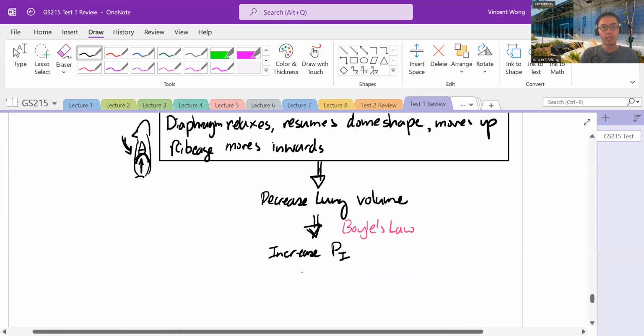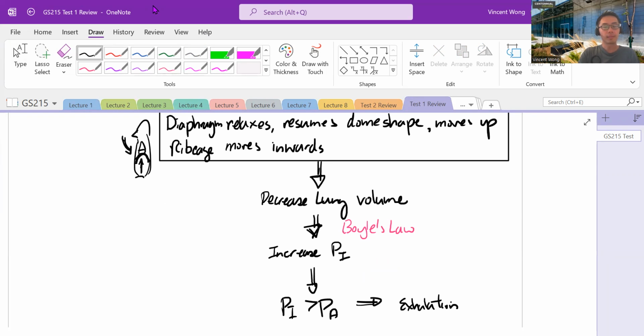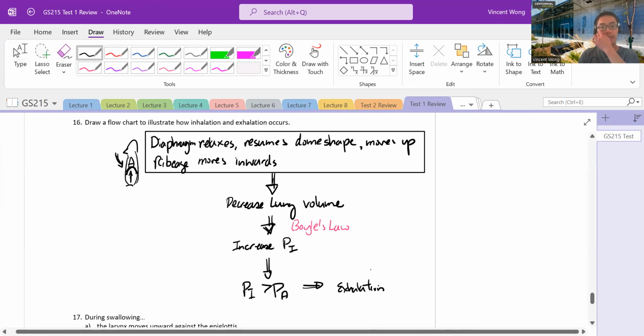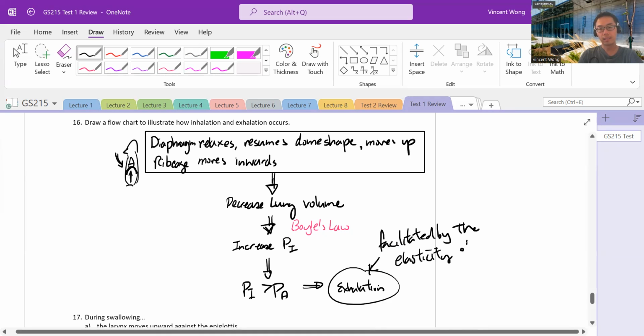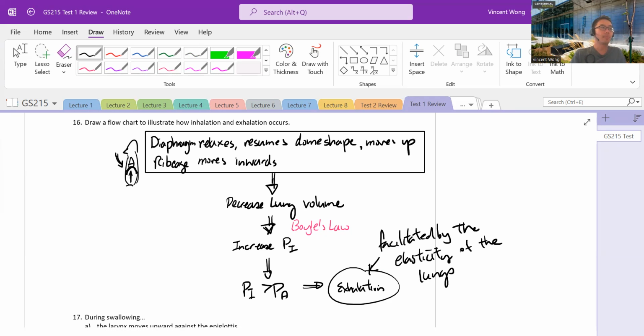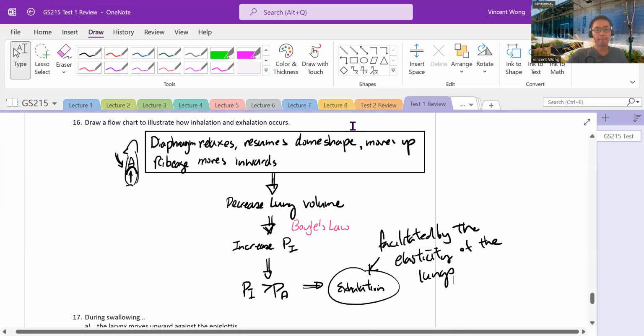Okay. So once PI is greater than PA, atmospheric pressure, then we have exhalation. So the exhalation is facilitated by the elasticity of the lungs, right? The stretchiness of the lungs, and in part that's due to the surface tension created by the moisture around the alveoli.